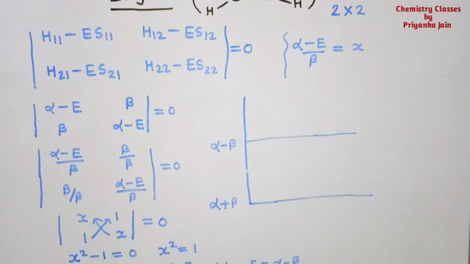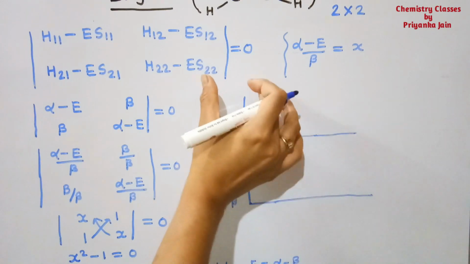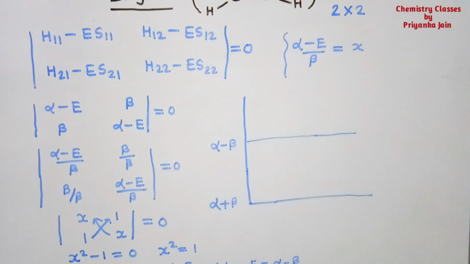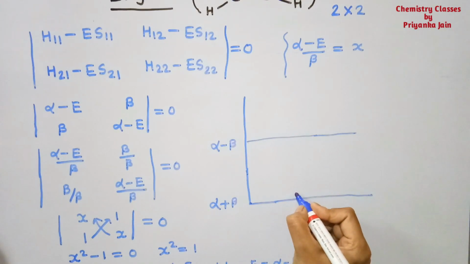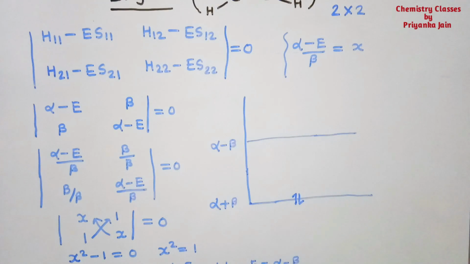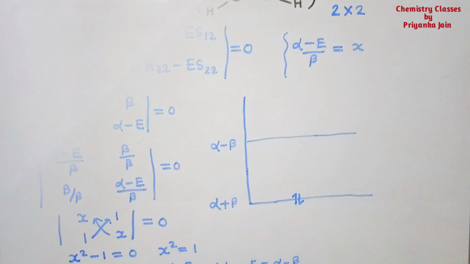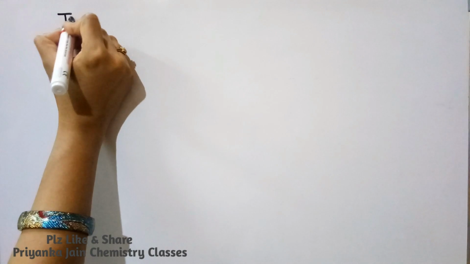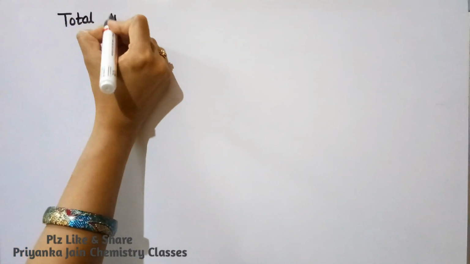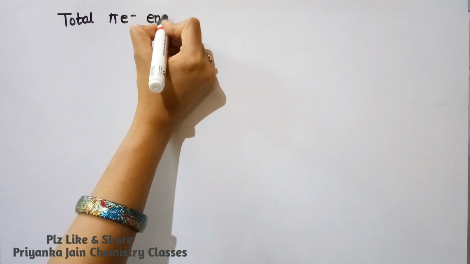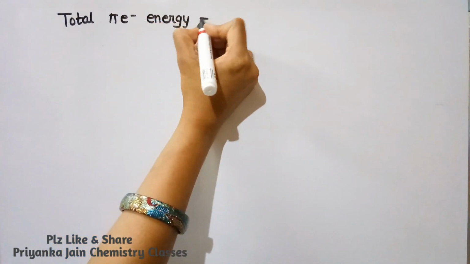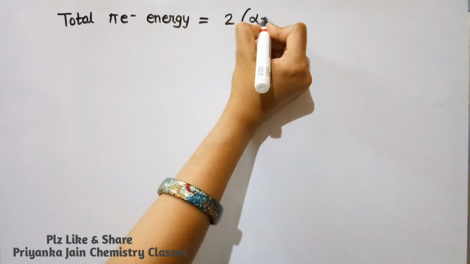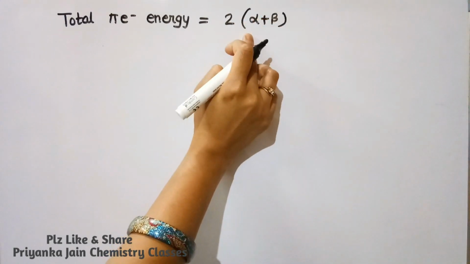Now we know in this case two carbon atoms are present, so the number of pi electrons will be equal to 2, so both the electrons will be in this lower level. It means there are two electrons in the alpha plus beta level. So the total pi electron energy in the case of ethylene will be equal to 2 into alpha plus beta. Why? Because both the electrons are in this level.